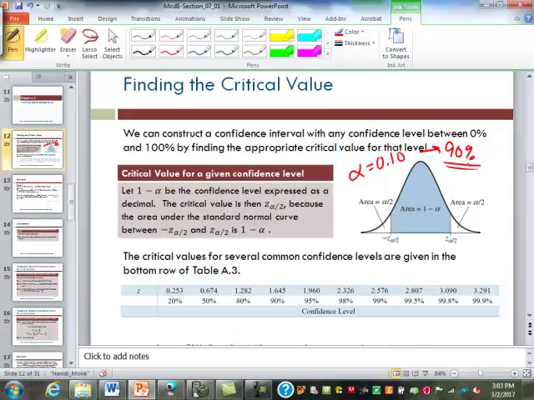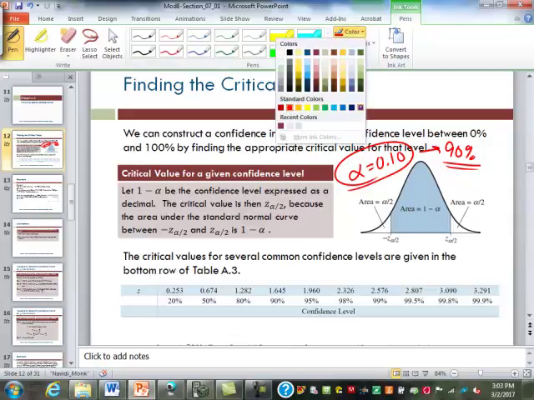90% confidence interval means there's 10% outside. Alpha is the percentage outside of our confidence interval. So 1 minus alpha would be the confidence level. 1 minus 0.10 would be 0.90. That's 90% for the confidence level. So the critical value is always z of alpha over 2.